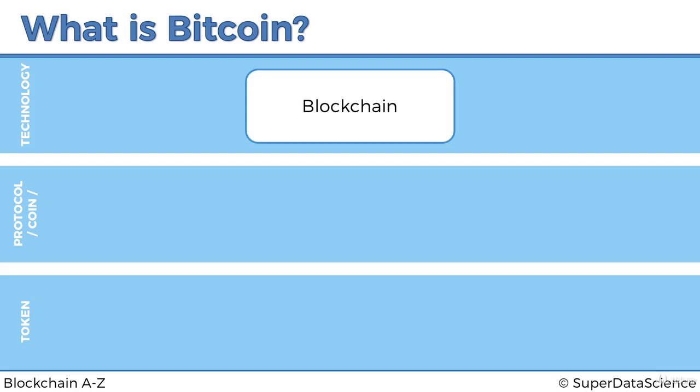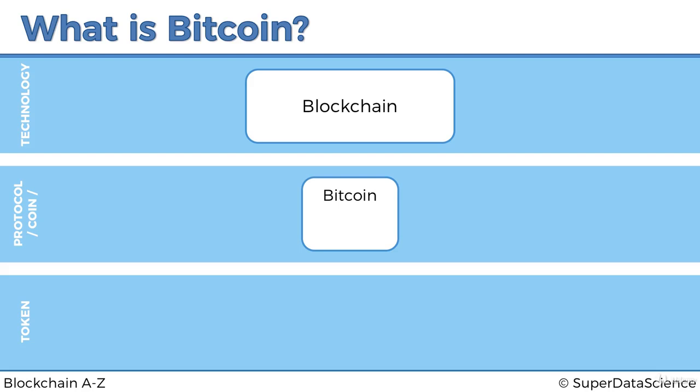Then in layer 2, in the protocol layer, we have things like Bitcoin. And it's very important here to understand that Bitcoin is not just a coin. It's not just a currency. It's an actual protocol. And what is a protocol? A protocol is a set of rules that guides how participants of a network communicate with each other.